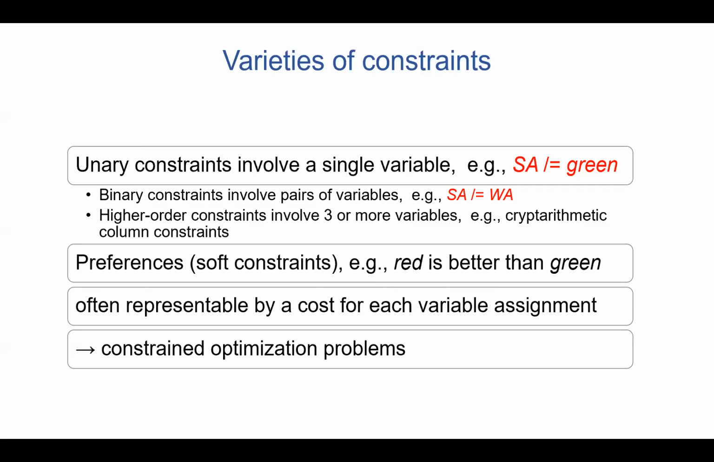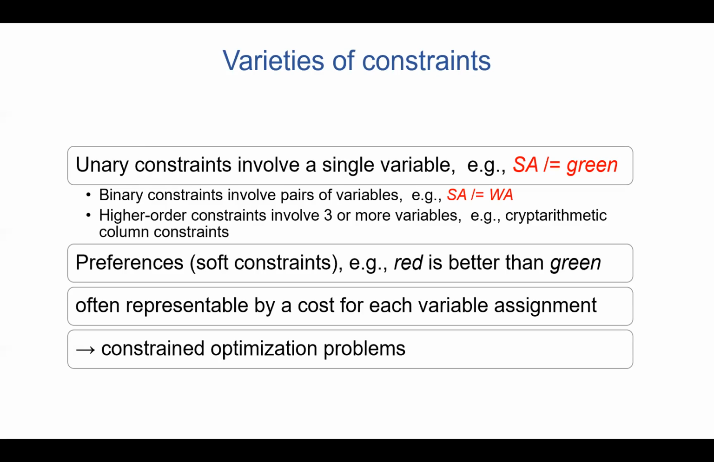Now, suppose that Southern Australians really hate the color green. They really don't like it. They say, we're going to protest, if you assign us a green color, we're not going to like it. So what we do is we say Southern Australia does not equal green. That means all the Southern Australians have protested the color green. We cannot assign the color green to Southern Australia. That's a unary constraint because it involves only one variable, right?